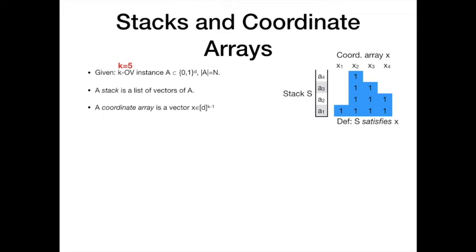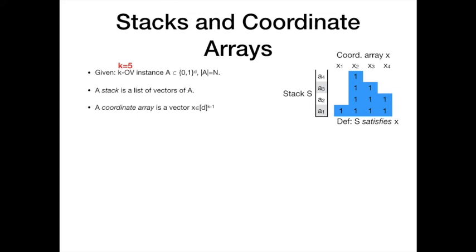So the bottom vector of the stack has to have a 1 in all the coordinates. The next one has to have a 1 in all but one of the coordinates. The next one has to have a 1 in all but two of the coordinates, and so on. And furthermore, the coordinates where you've got 1s have to have this inclusion relationship as shown. And then in the other coordinates, you can have either 0s or 1s.